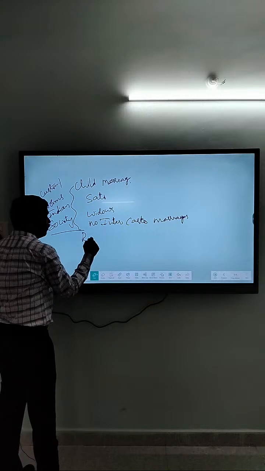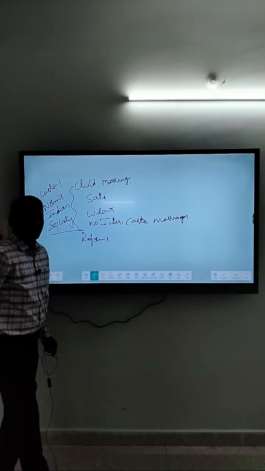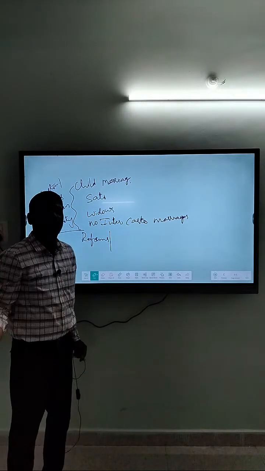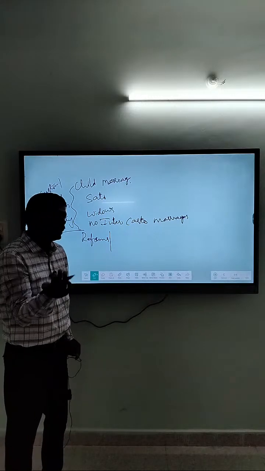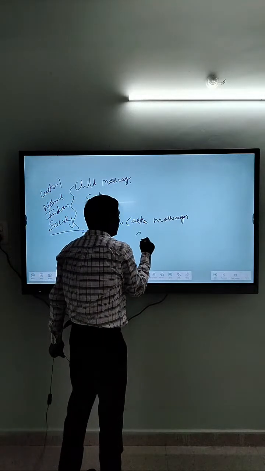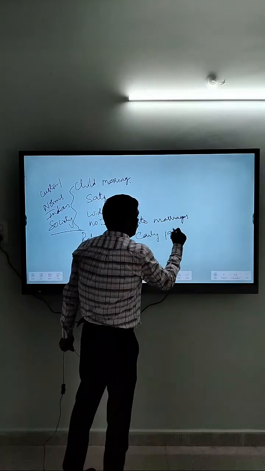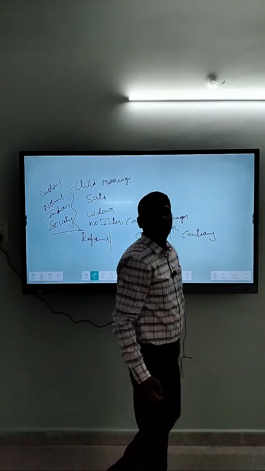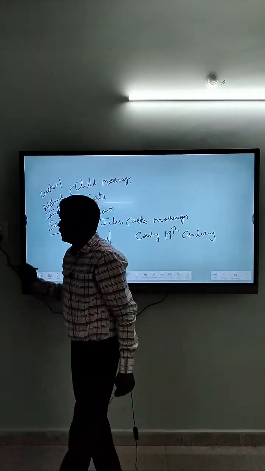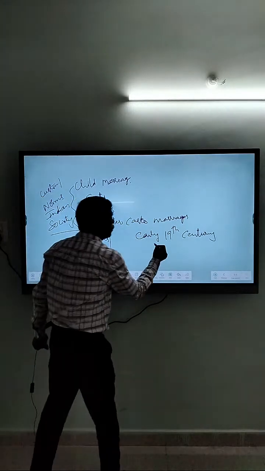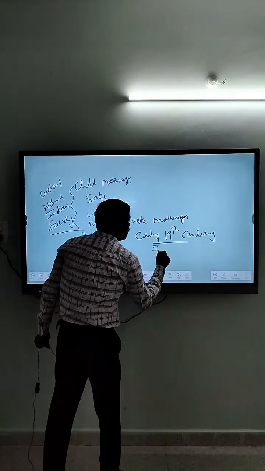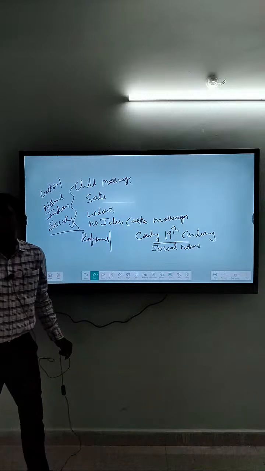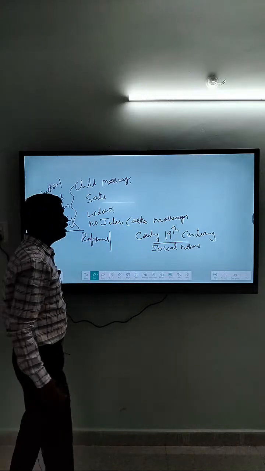We call them reforms. Reforms were initiated, for example the abolition of child marriage, abolition of sati, widow remarriage. Almost all of this was in the early 19th century, when we see changes in the social norms of society.